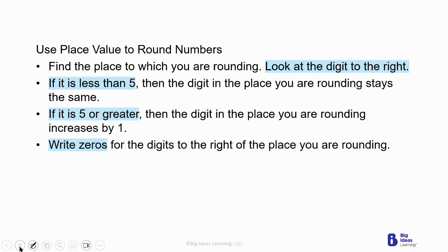Okay, so let's practice this. Again, find the place to which you are rounding. Look at the digit to the right. If it is less than 5, then the digit in the place you are rounding stays the same. And this is what we were just looking at on the other slide. If it is 5 or greater, then the digit in the place you are rounding increases by 1. That's that part of add 1. And you write zeros for the digits to the right of the place you are rounding. So remember how I said, if I'm rounding to the nearest 10, I have to end in 1 zero. If I'm rounding to the nearest 100, I should end in 2 zeros.